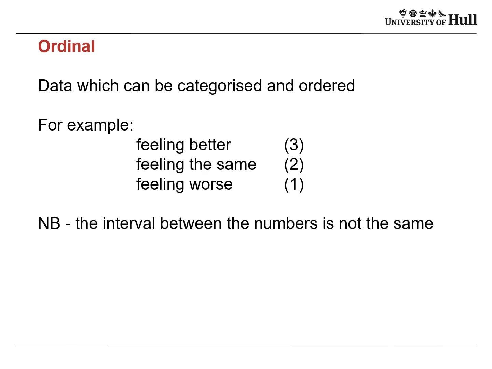But note that the interval between the numbers is not the same. Moving from feeling better to feeling the same is not half as good or half as bad. However, the numbers do mean something relative to one another, but note that the numbers could run in any direction. You could number feeling better 1, feeling the same 2, and feeling worse 3.